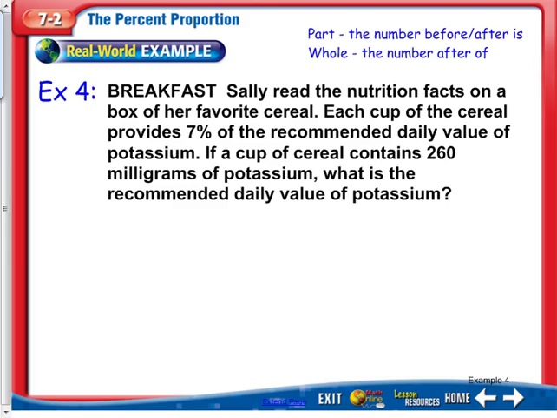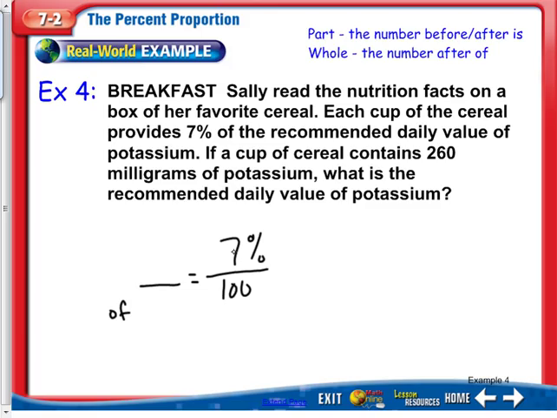Alright, so now when we're working with a word problem, we still need to basically start the same way. We're trying to determine where we're going to put everything. So I'm going to start with my bar lines. Here's my percent. Here's 100. And here's the word of. Okay? Sally read the nutrition facts on a box of her favorite cereal. Each cup of the cereal provides 7%, so that's a percent. I'm going to write that right up there, of the recommended daily value of potassium.